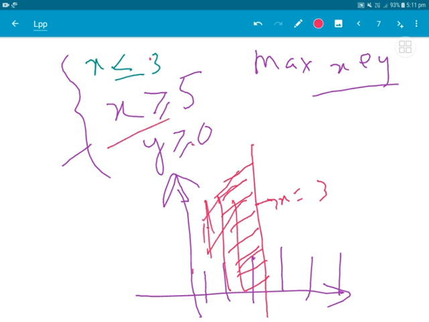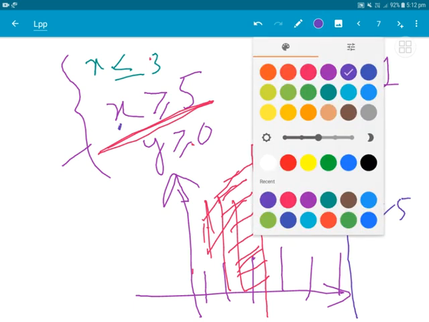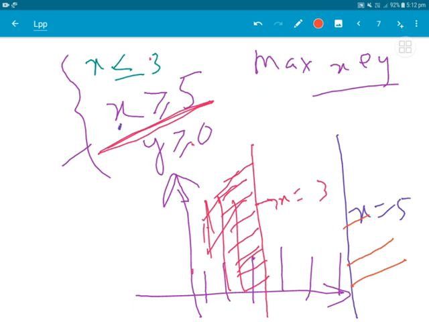But there is an extra one here, x greater than or equal to 5. Again we consider the fixed straight line parallel to the y axis, this one, x equals 5. So x greater than or equal to 5 means the origin is not included: if I put 0 here, 0 is not greater than 5, so it is on the other side, not containing the origin. So this portion here.